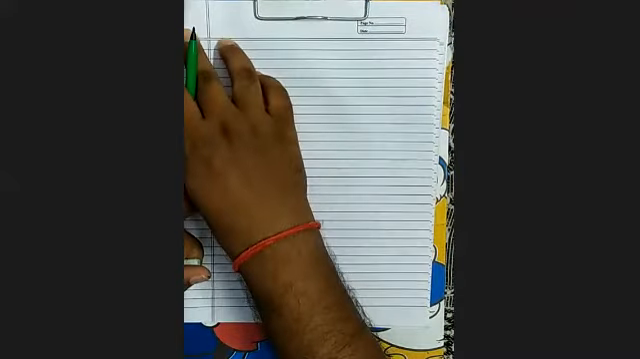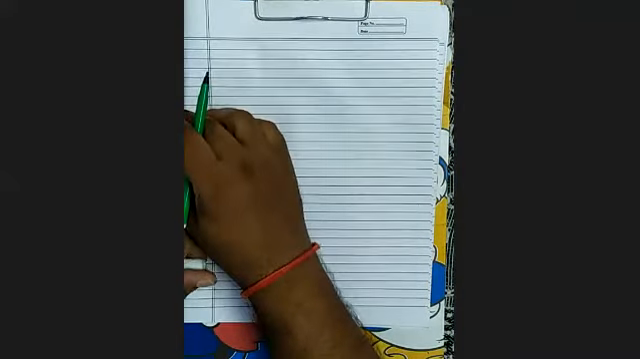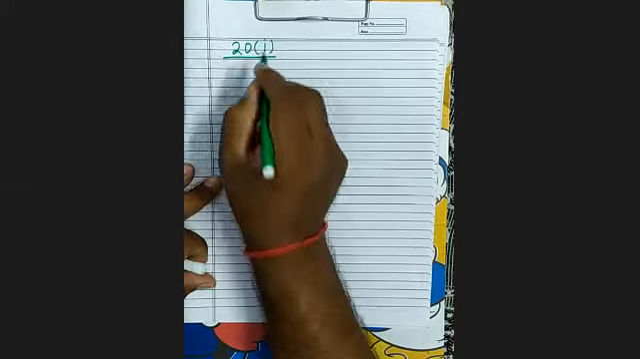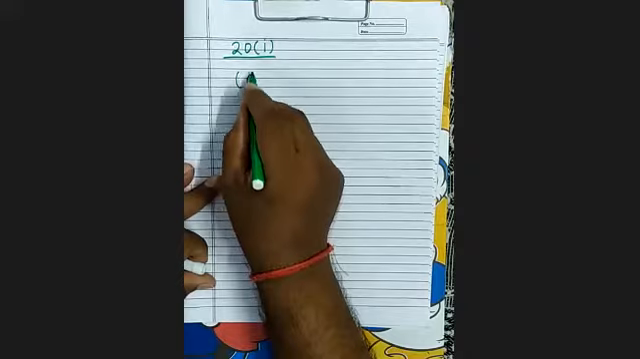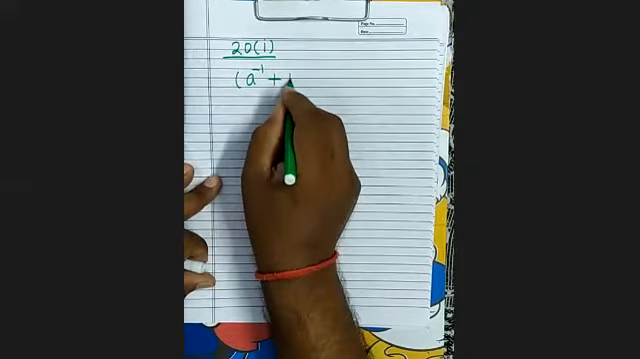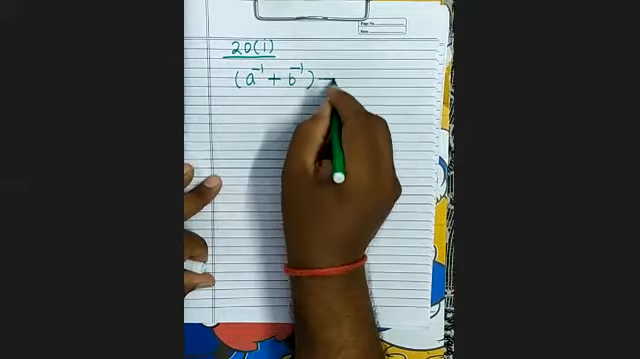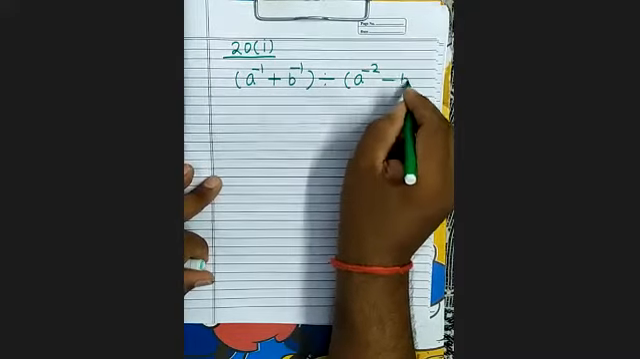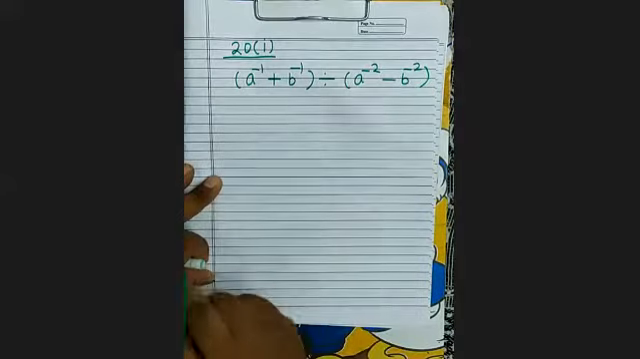Fourth part. You can see, sir, this is very simple. For example, 21st part: a to the power minus 1 plus b to the power minus 1, divided by a to the power minus 2 minus b to the power minus 2.